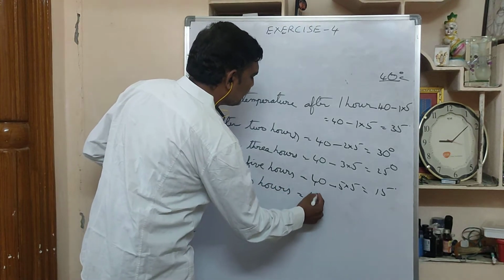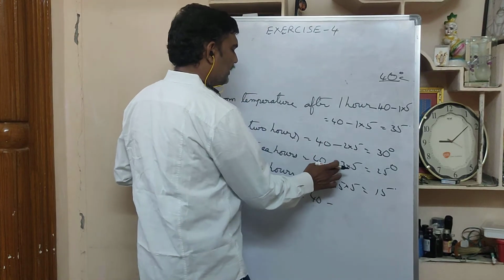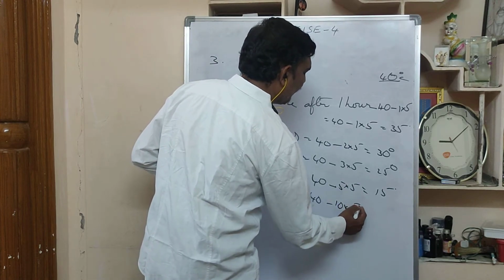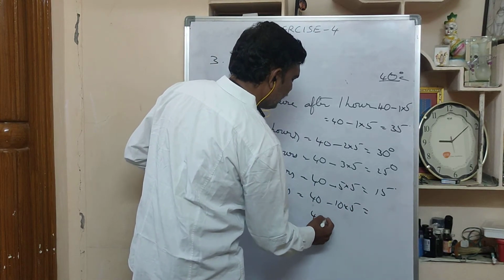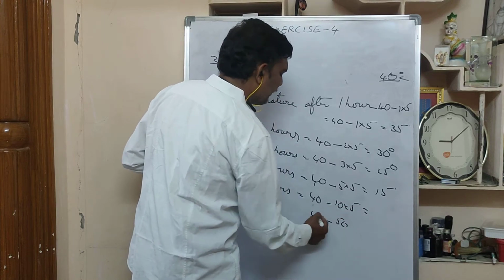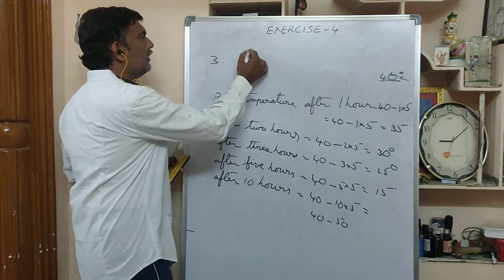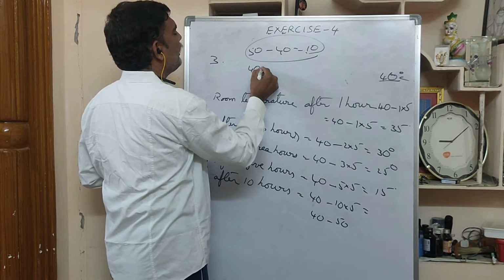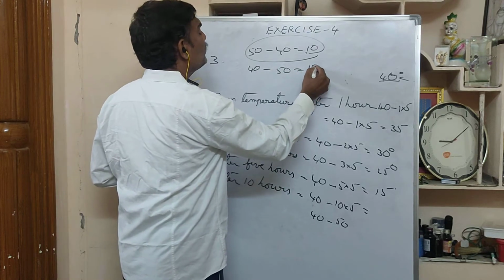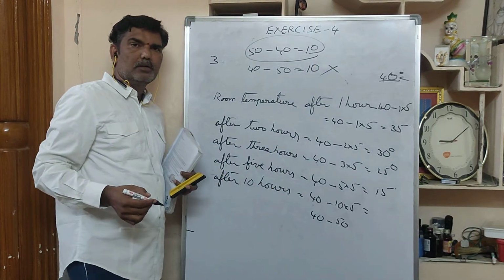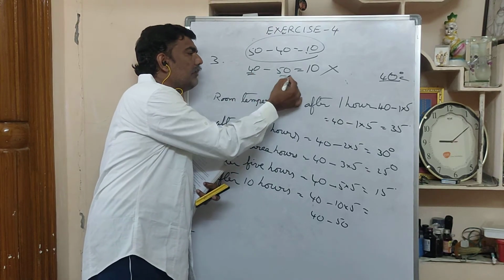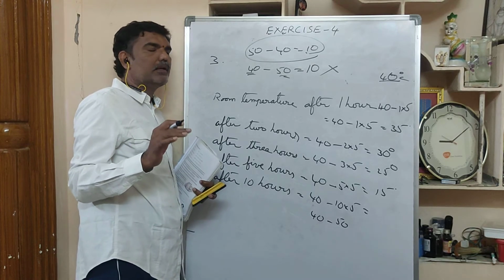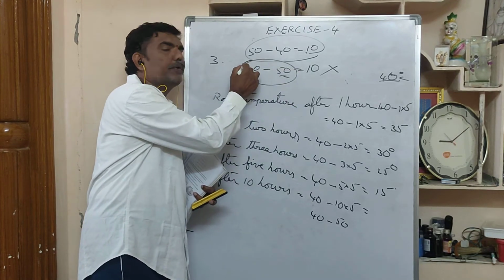the room temperature will be 40 minus, after 3 hours means 3 into 5, 5 hours means 5 into 5, 10 hours means 10 into 5. 10 5s are how much? 50. 40 minus 50. No one should say 10, that is wrong. See here, 40 is the smaller number, 50 is the bigger number. You should not say I can't subtract. You can subtract. For this I will tell you one example.